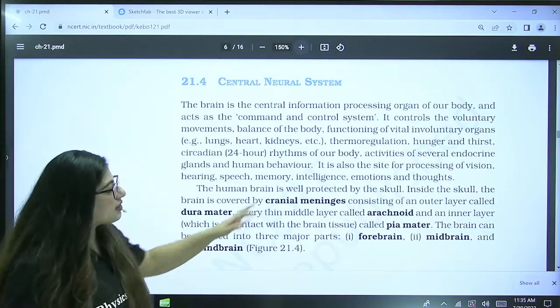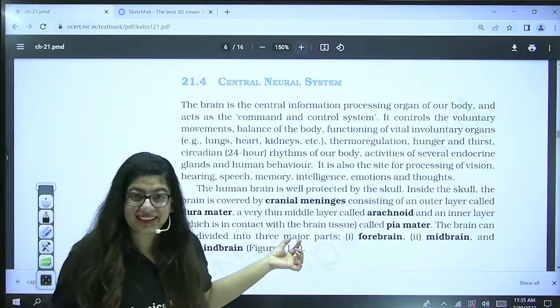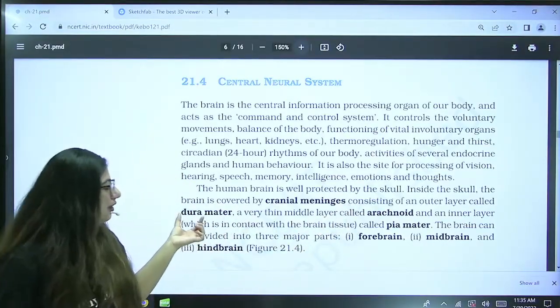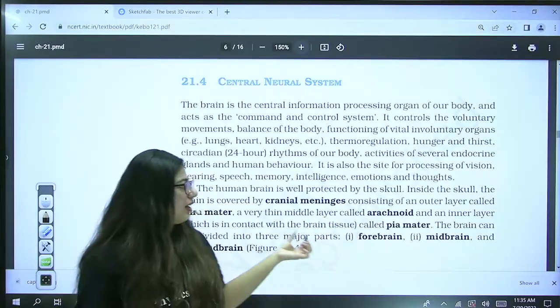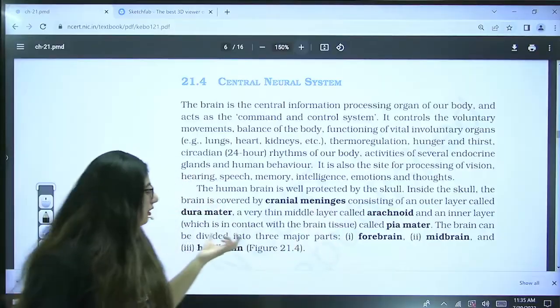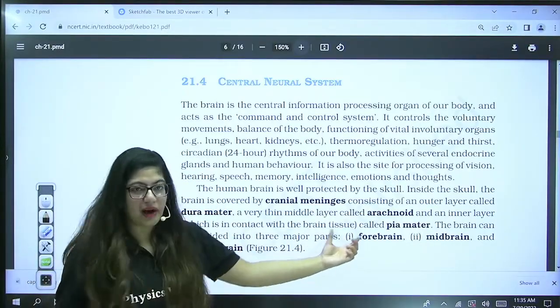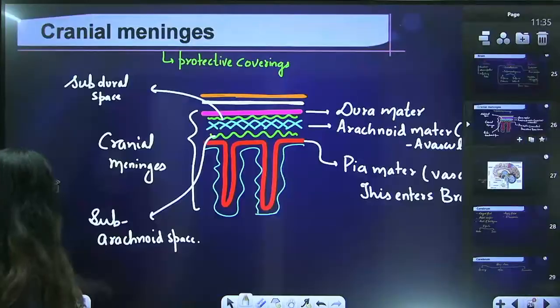The human brain is well protected by the skull. Inside the skull, the brain is covered by cranial meninges, consisting of an outer layer called dura mater, a very thin middle layer called arachnoid mater, and an inner layer which is in contact with the brain tissue, pia mater. The brain can be divided into three major parts: forebrain, midbrain, and hindbrain. Fine. So that's your introduction to the brain.